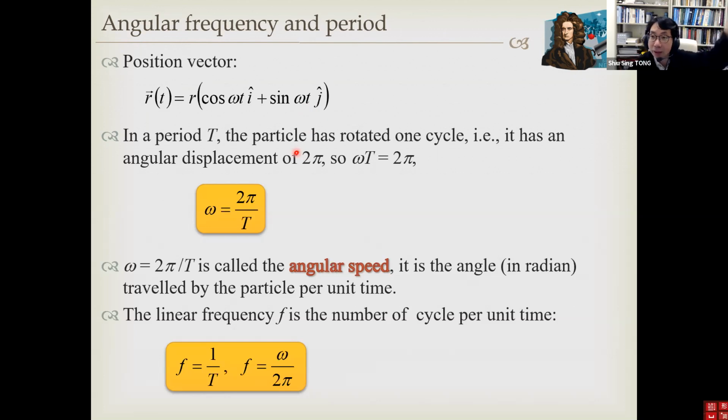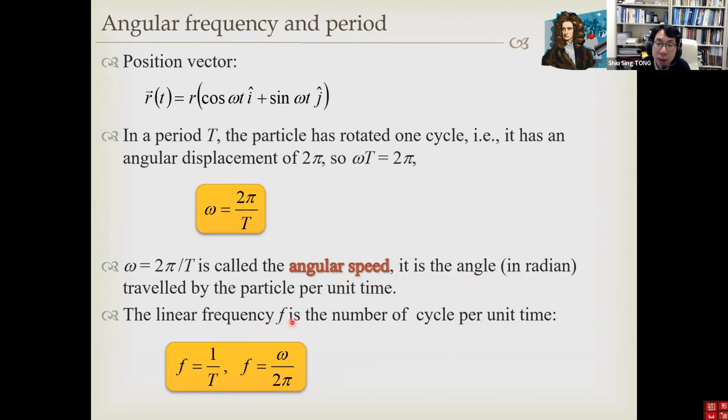Okay, and it means the sine function and cosine function return to their initial value. So that must be corresponding to a period. So that means omega big T is equal to 2 pi. And we have the angular velocity being equal to 2 pi divided by the period T. You may call it angular speed if you ignore the direction. If you don't care about the direction, clockwise or anti-clockwise, you may call it angular speed. And that is the angle in radians traveled by the particle per unit time. So that is the physical meaning. The angle change divided by time is the angular speed.